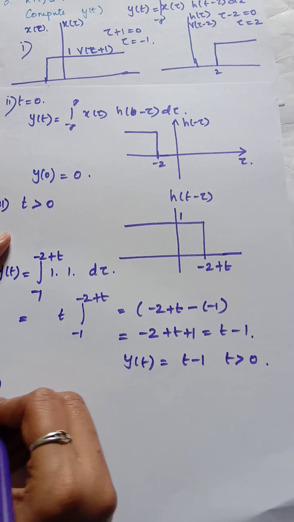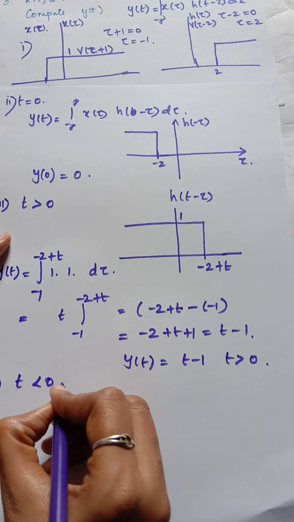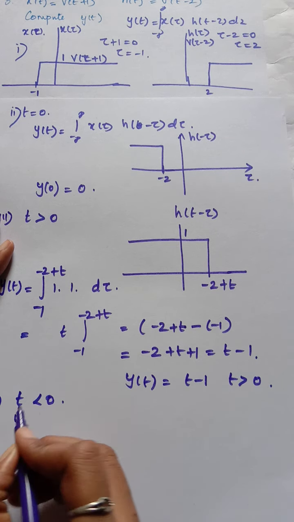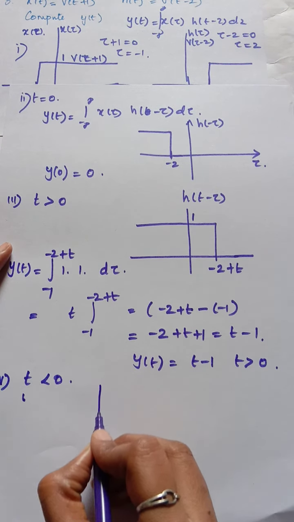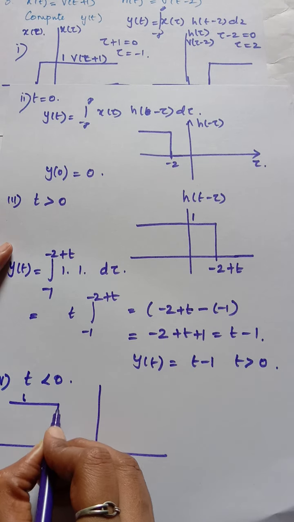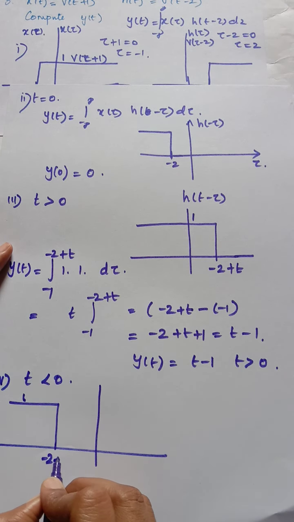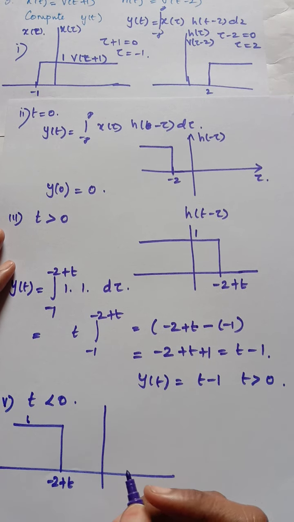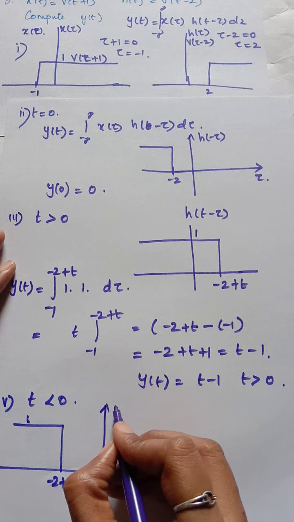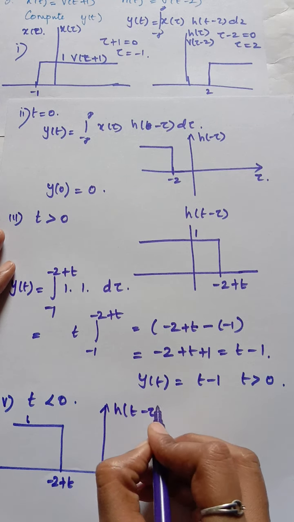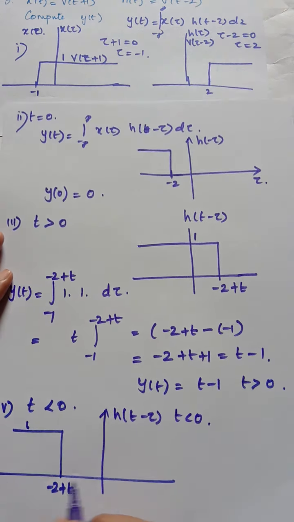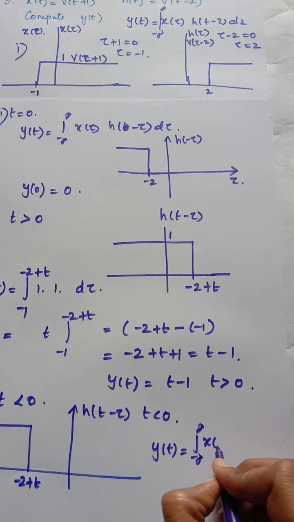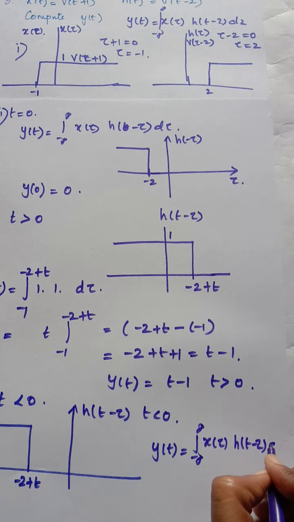Next one is the third case, that is t less than 0. So for t less than 0, this is the signal. According to the formula you will have to shift left, right? So this signal again will change its position, minus 2 plus t, somewhat apart from this point. Now this is what your h of t minus tau looks like for t less than 0. Now for the formula y of t is equal to the integral from minus infinity to infinity of x of tau h of t minus tau d tau.